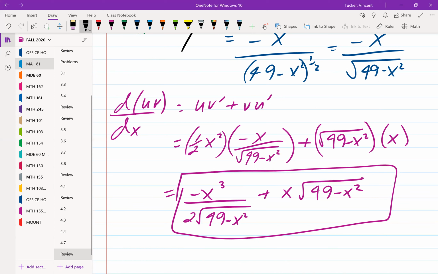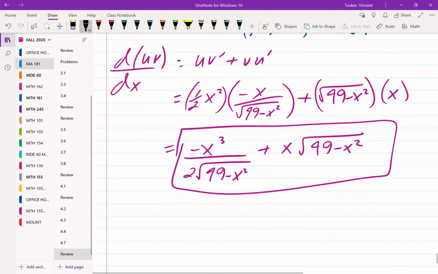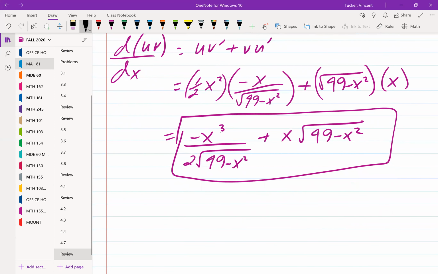So let's look at the next one. Of course, if you try this, if you have any questions on it, let me know. We have y equal to cosine of pi x to the 7th power.